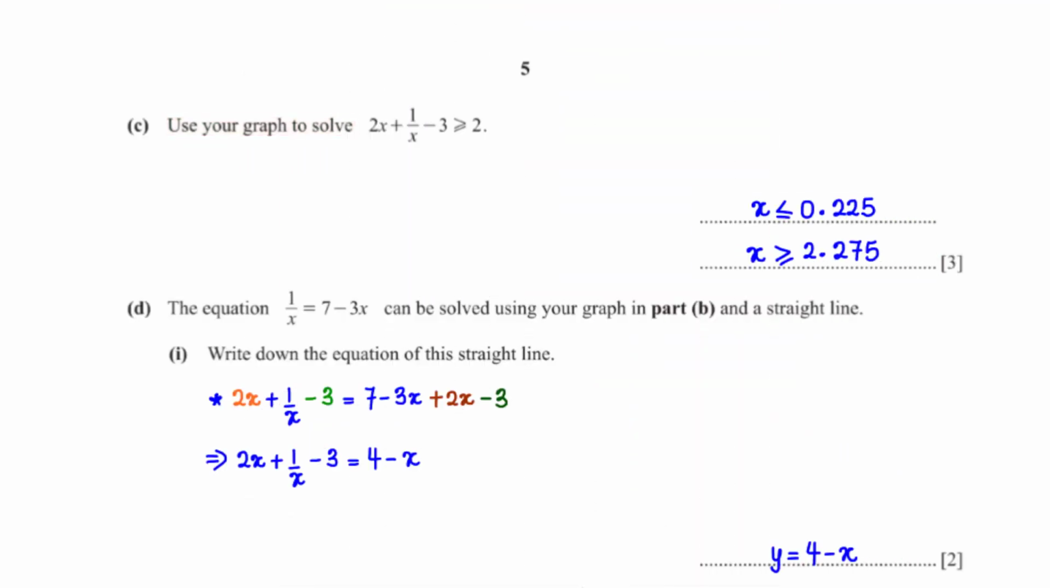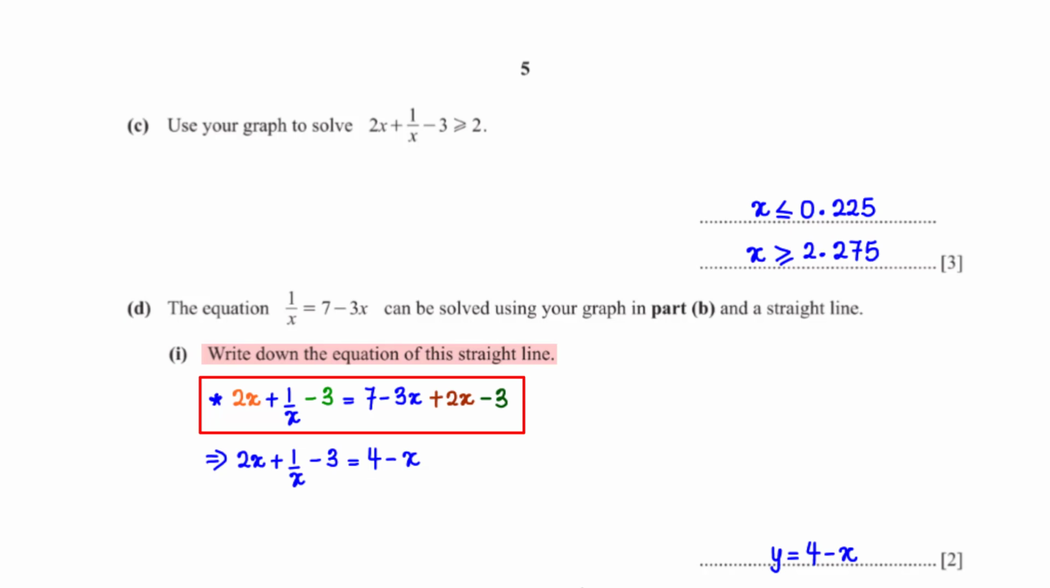The equation 1 over x equals 7 minus 3x can be solved using your graph in part B and a straight line. Write down the equation of this straight line. We know the equation of the graph is y equals 2x plus 1 over x minus 3. We've only been given 1 over x on the left-hand side, so we bring in 2x minus 3. If we have added 2x minus 3 to the left-hand side, we also need to add 2x minus 3 to the right-hand side to balance the equation.